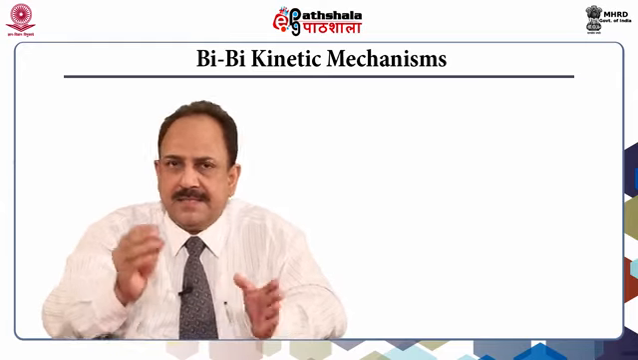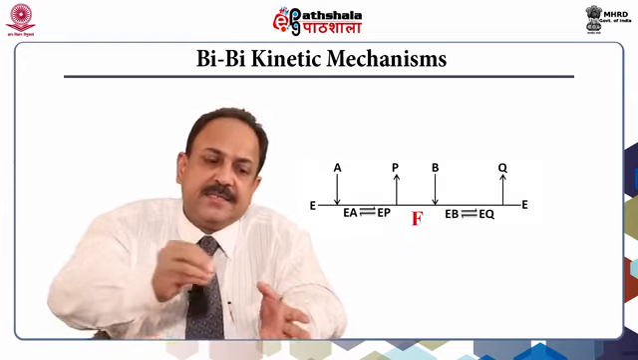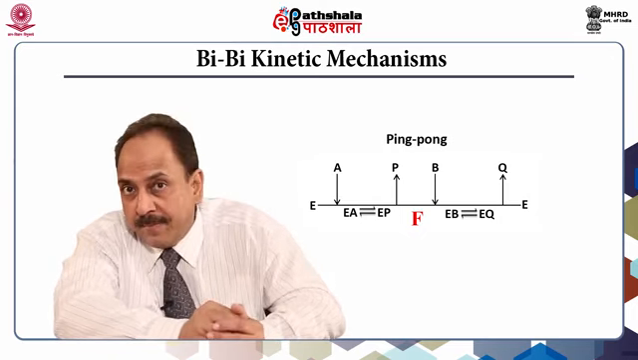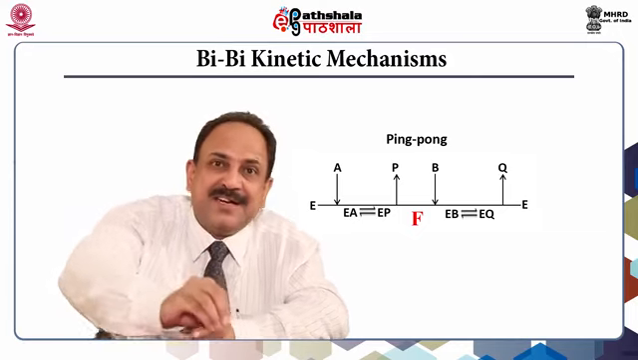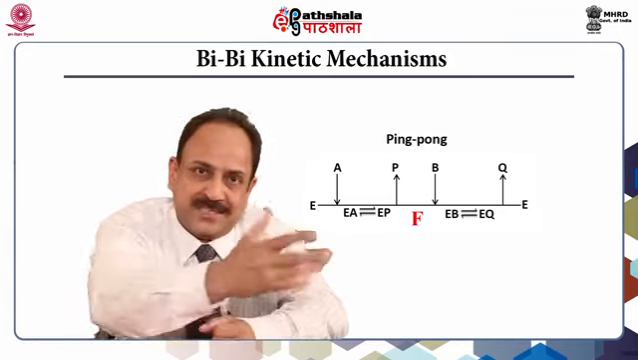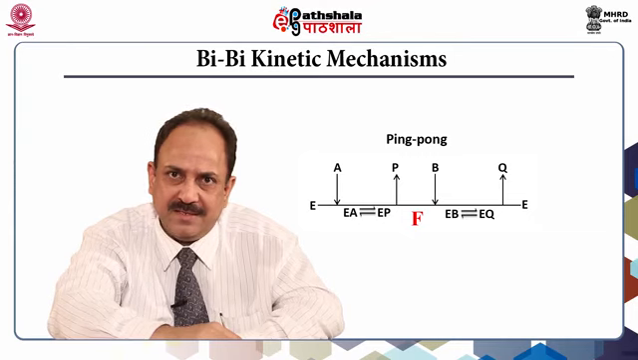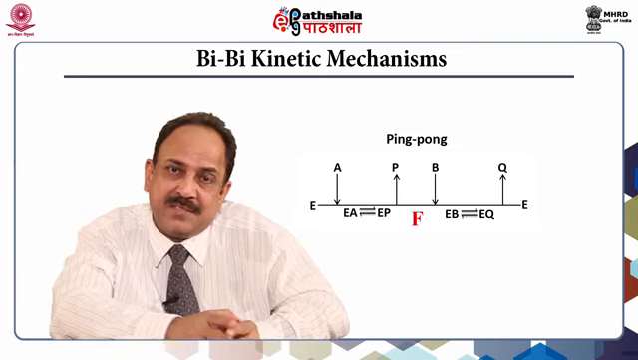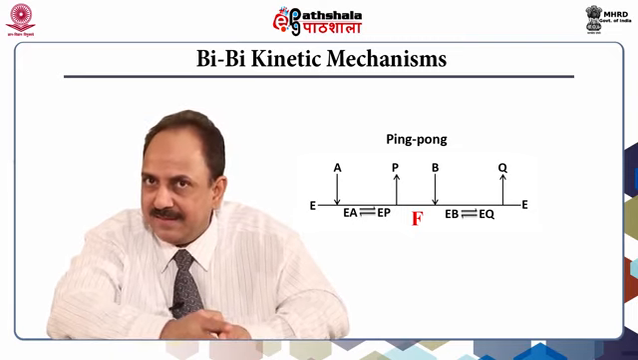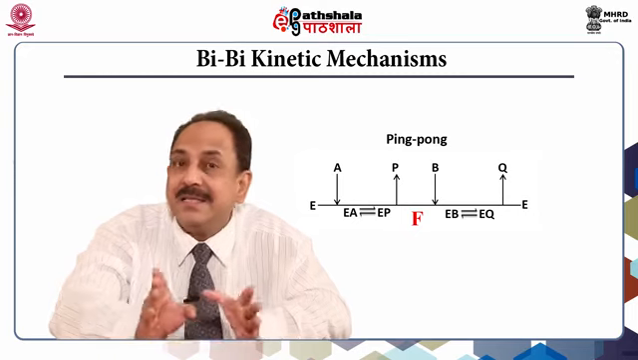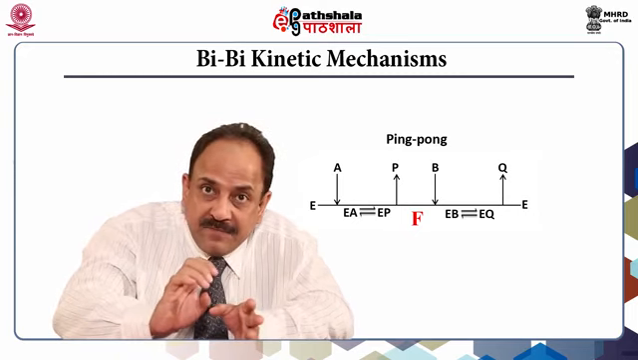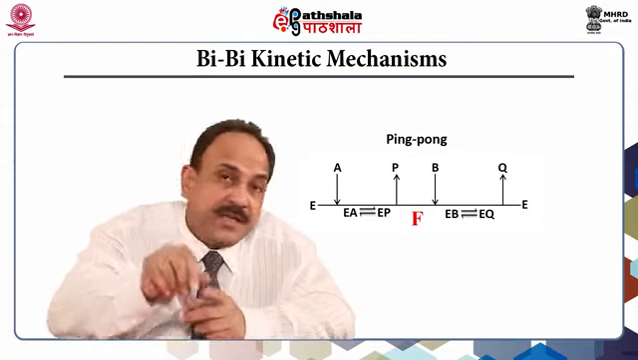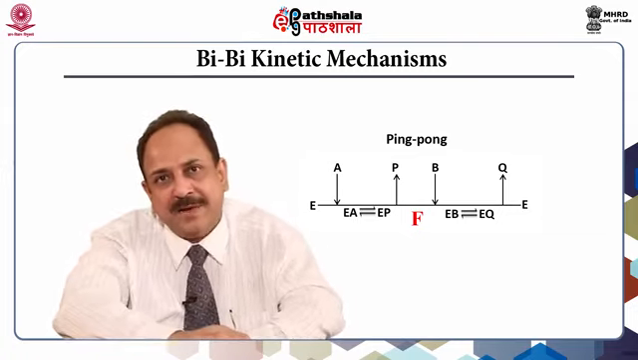Sometimes what happens is that the first substrate enters into the enzyme active site and forms the EA complex, which passes through a transition state to form EP, and the first product leaves the active site. This is followed by modification of the enzyme, say an acyl intermediate, meaning an acyl group is added to the enzyme. In this case, the leaving of P from the EP complex will leave behind not E but F, a modified form of the stable enzyme.